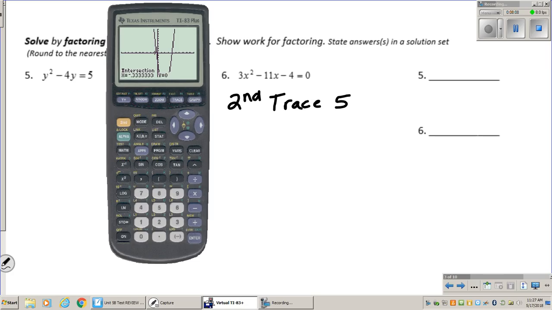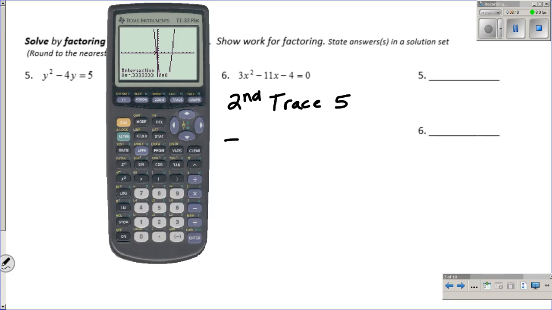So one solution is at negative 0.3 repeating. Now, it would actually be better to convert this to a fraction since it's a repeating decimal. The instructions say we can round to the nearest tenth. So on the test, I would accept negative 0.3 since that is the nearest tenth if we round. But that's also equivalent to negative 1/3. So negative 1/3 or negative 0.3.